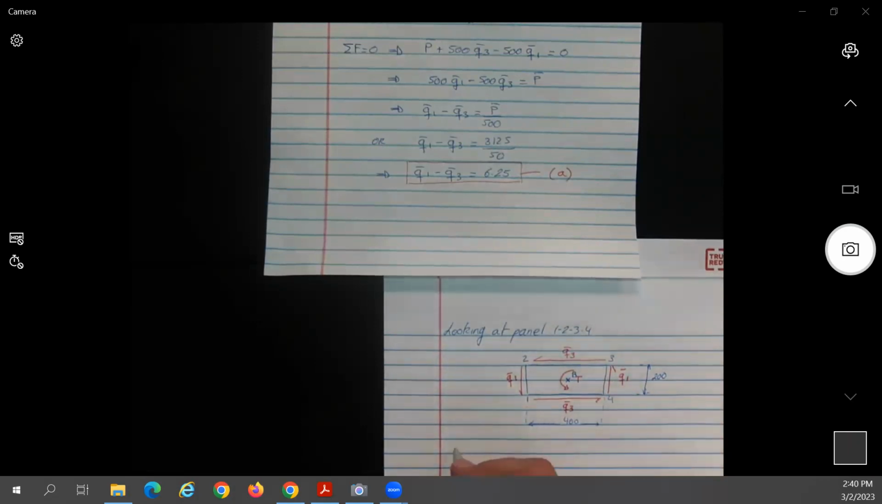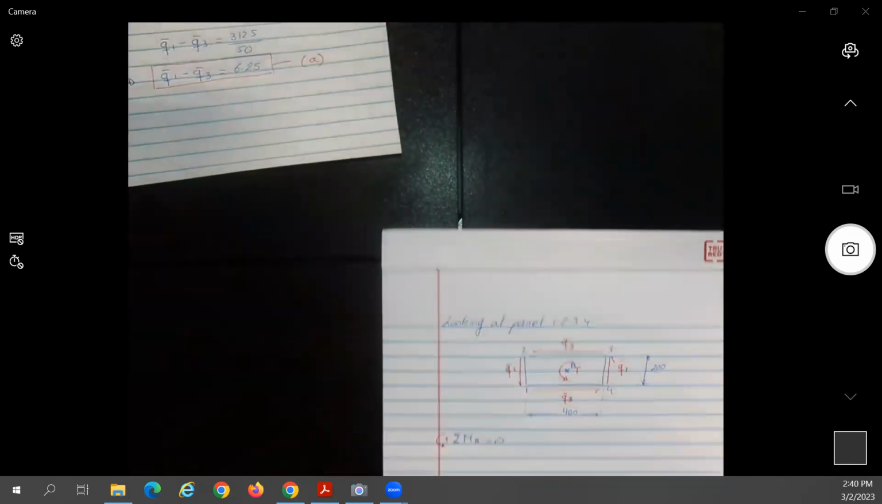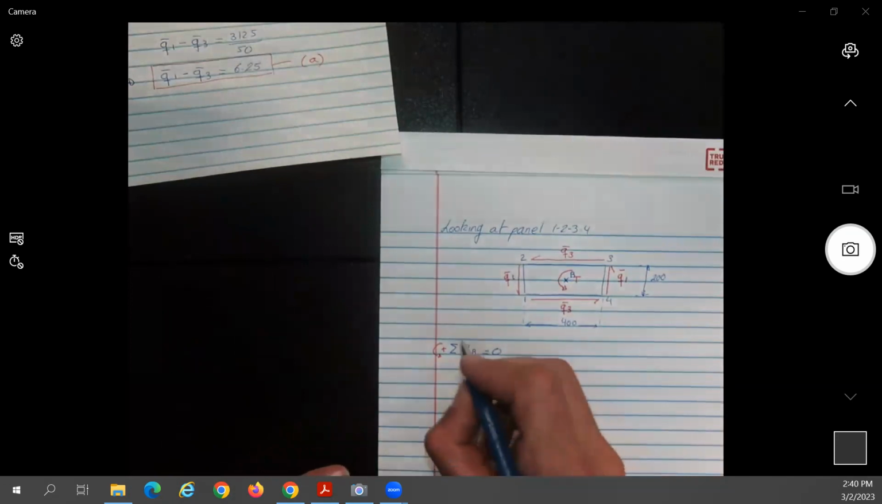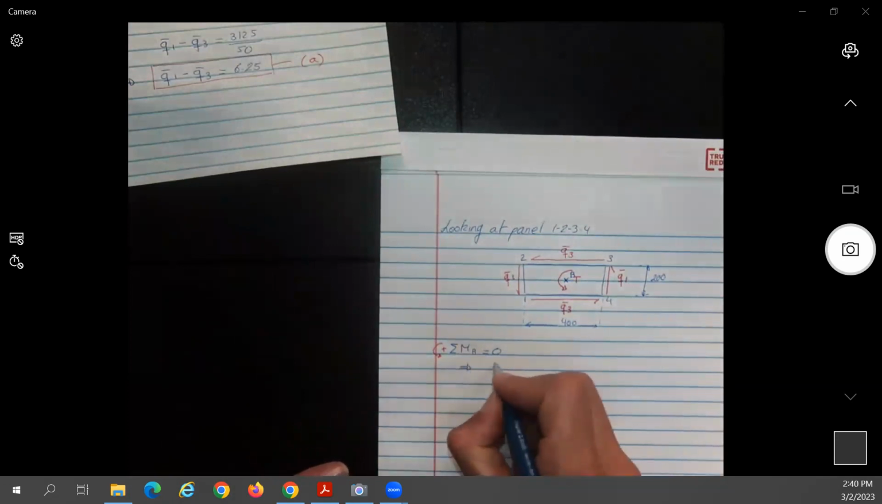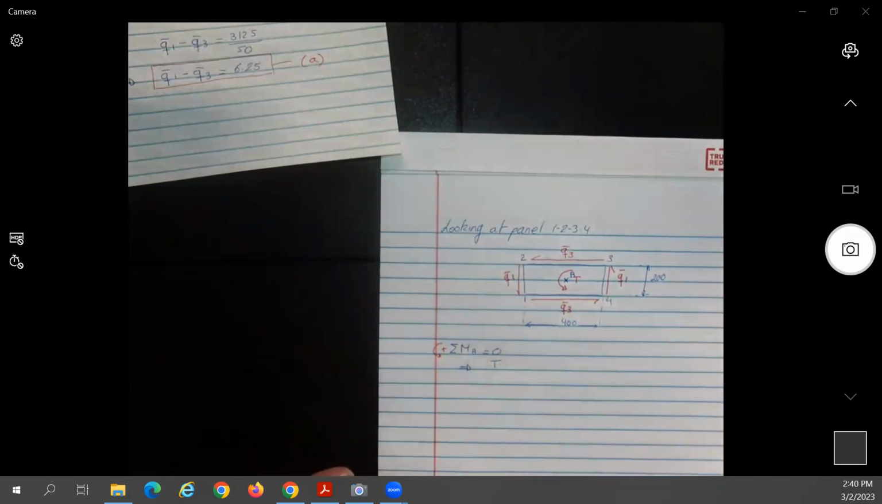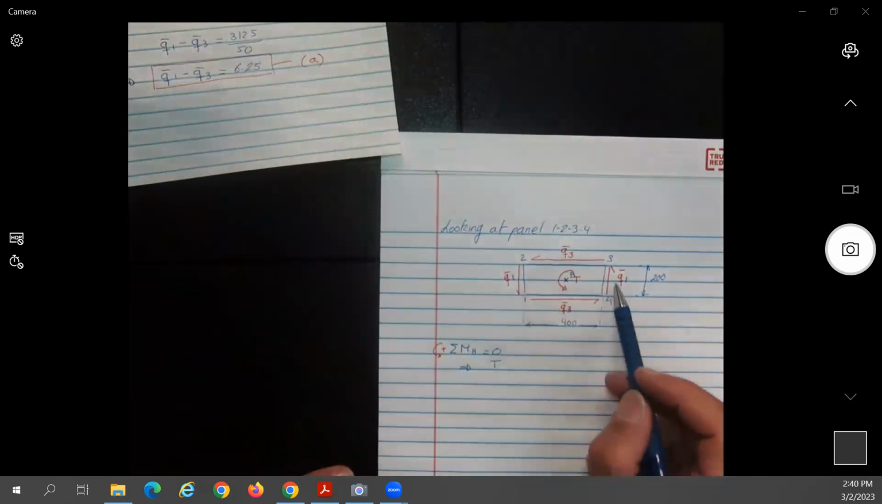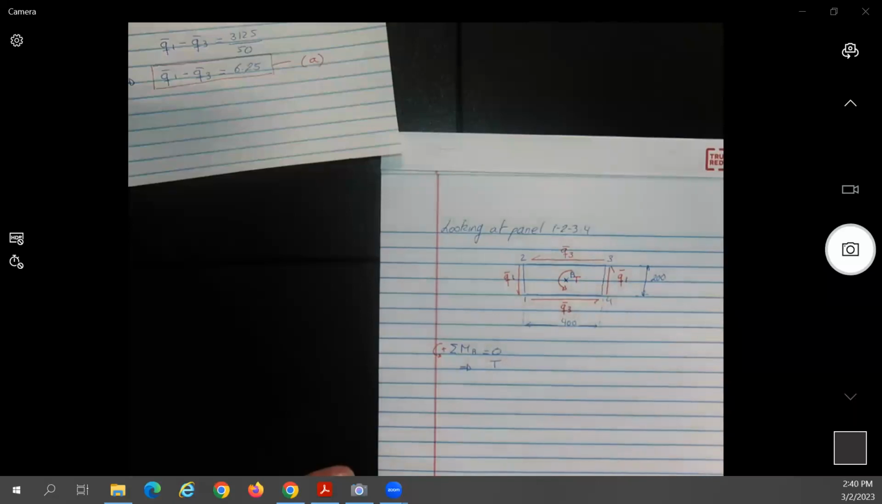Okay, so we take moments about point B equal to 0. I always use the same sign convention, counterclockwise positive. And what should be the equation? So this will become what? T. Then Q3 would be producing a counterclockwise moment. No, they will all be producing a counterclockwise moment, no?